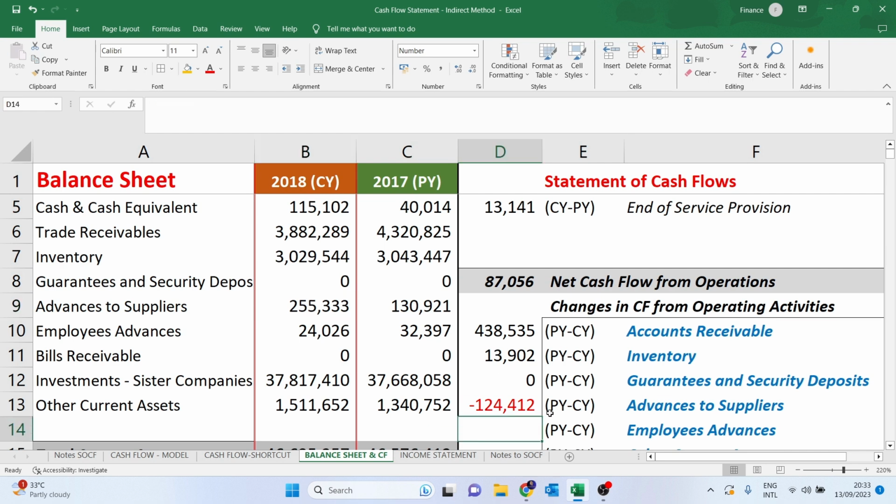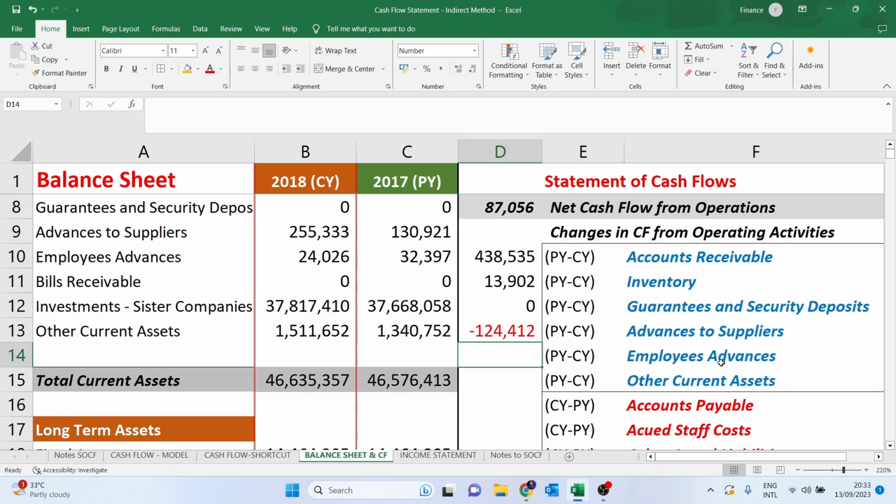Okay, now let us go back to employees advances here. Yeah, this is employee advances. So we will apply the same formula, PY minus CY. And the other current assets, we have the other current assets here. So PY minus CY. Now what is remaining? We have completed here, but what is remaining?